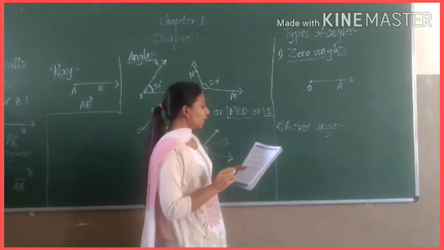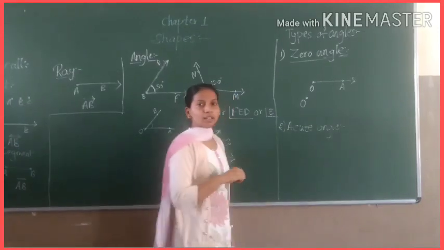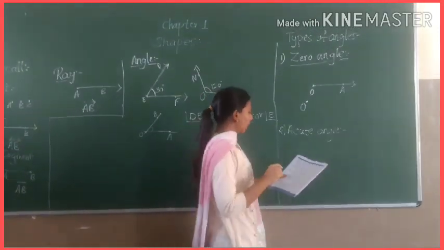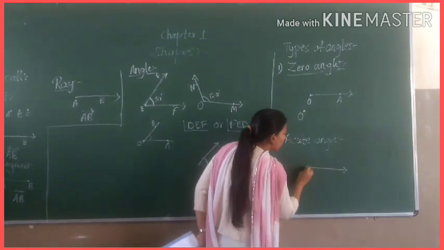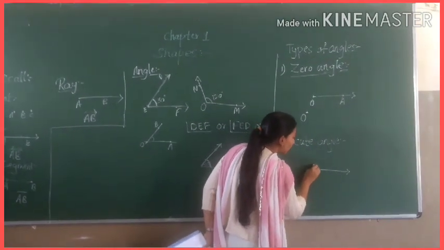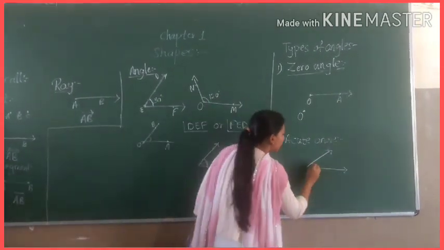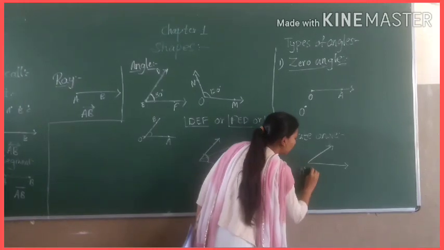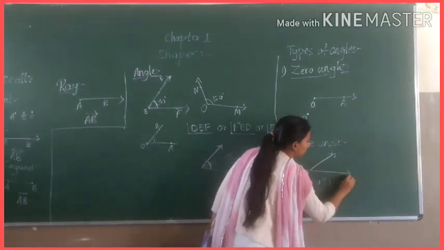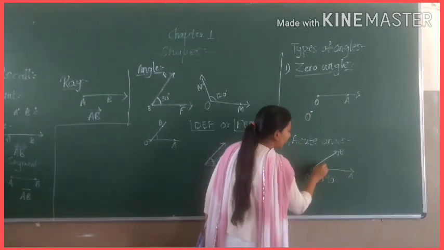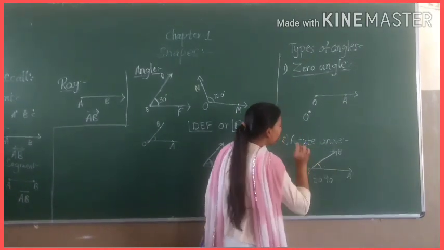It has the measure of 0 degree. We can call this one 0 degree. Then what is an acute angle? If the initial ray moves some distance and becomes the final ray, and the final ray lies between 0 to 90 degree, we call this one the acute angle.